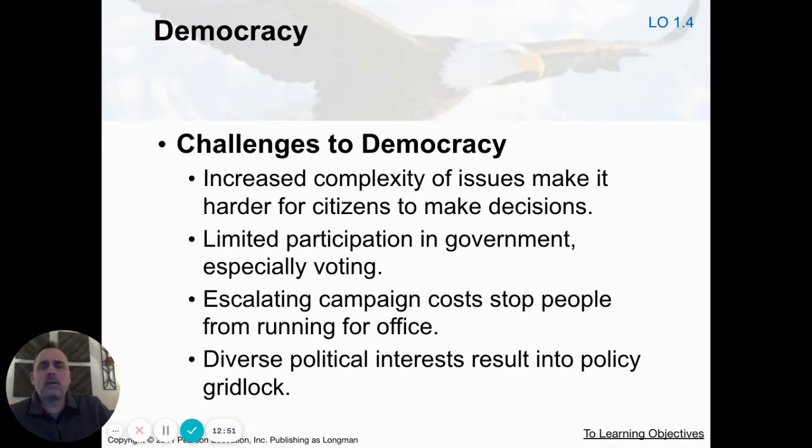We also have some other challenges, such as limited participation in government right now. We have very poor voting turnout. Even in the 2020 election, which just got over with, so I'm dating this, we probably had about a 65% voter turnout in an election which was very significant and important, like a lot of elections are, but also was extremely heavily talked about in all corners of the country.